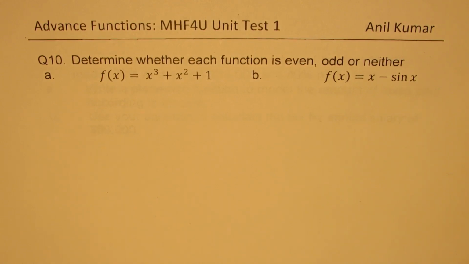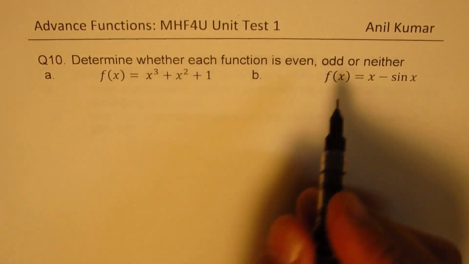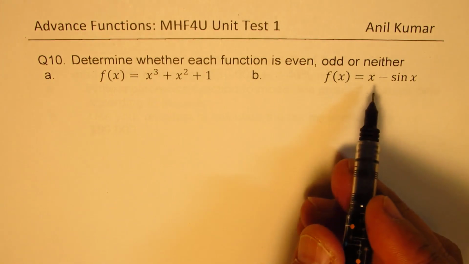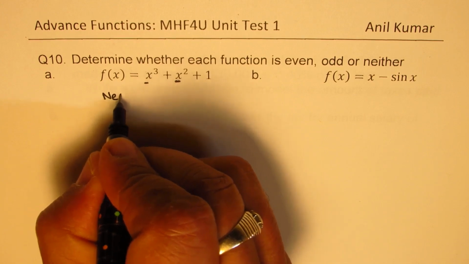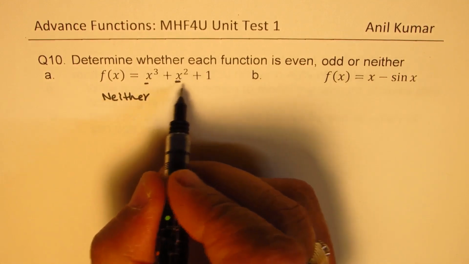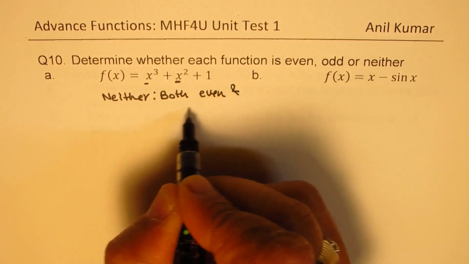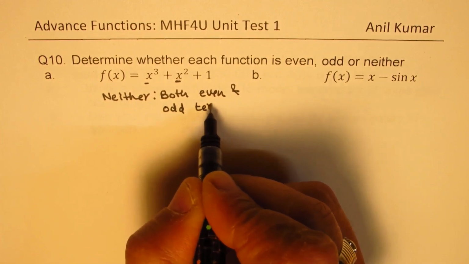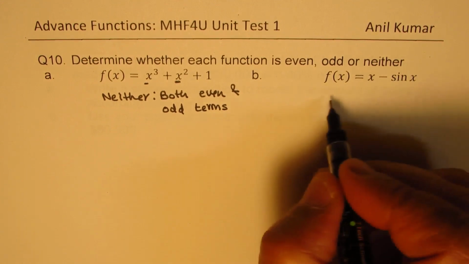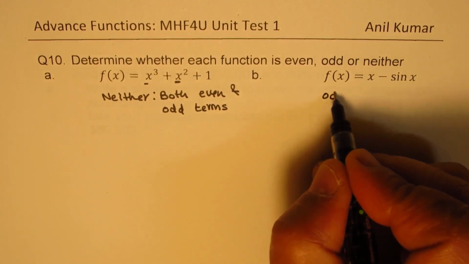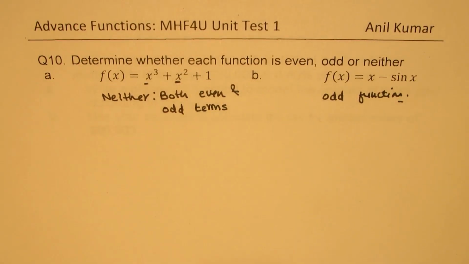Question number 10. Determine whether each function is even, odd, or neither. So to find even, odd, or neither, we could inspect and also say, we know here we have an even term and an odd term, so it's neither. Right? Since we have both even and odd terms. Now in this case, both of them are odd functions, so this function is an odd function. Clear?